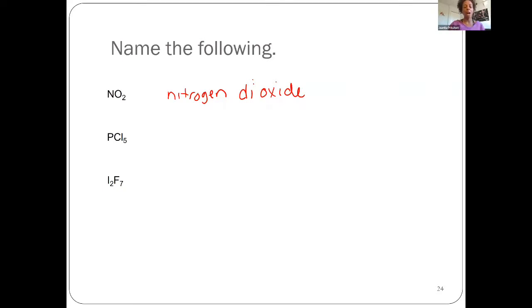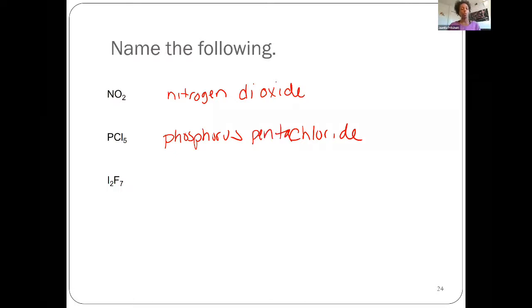For PCl5, again, no metal present. So we know we want to use this format. We would write the first element, which is phosphorus, followed by the second element, which is chlorine. Drop that ending, becomes chloride. And then we're going to add the prefix penta because we have 5 of those chlorines present. And that would be our full name.